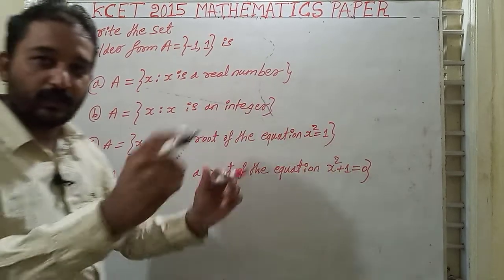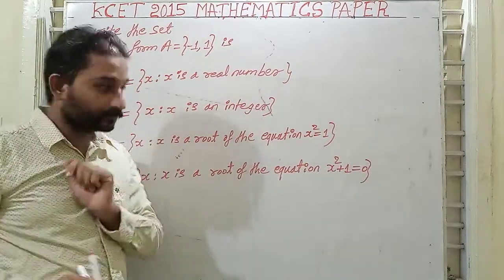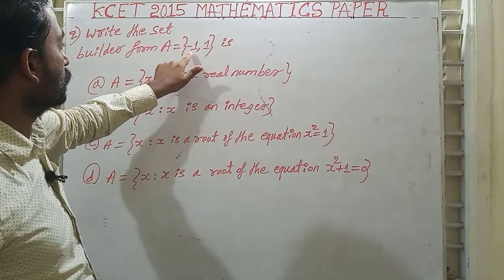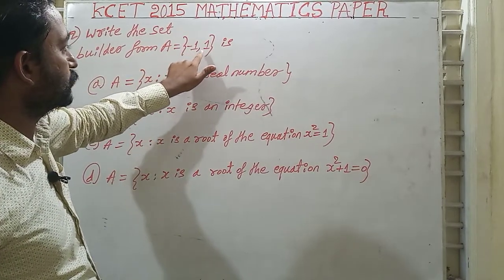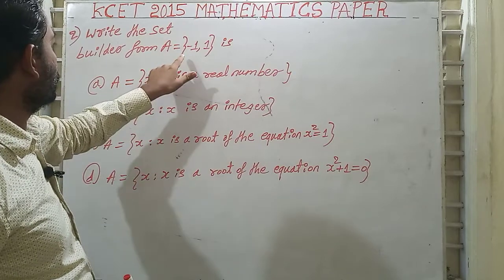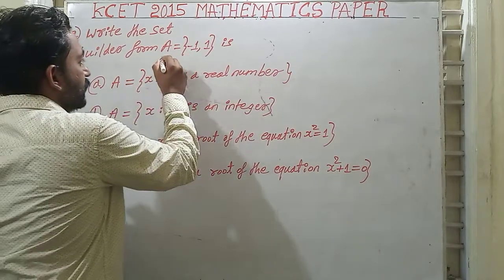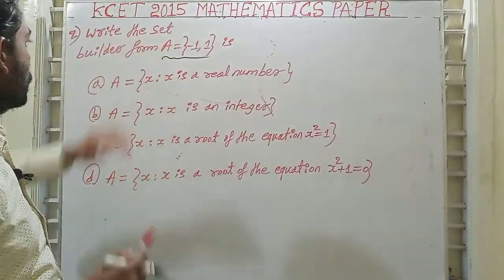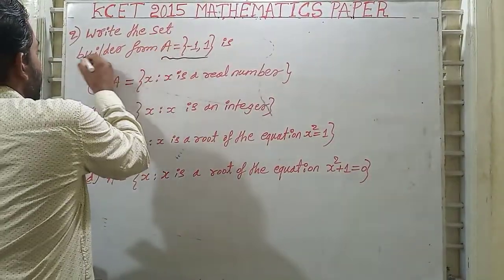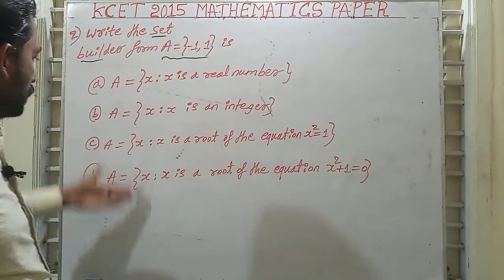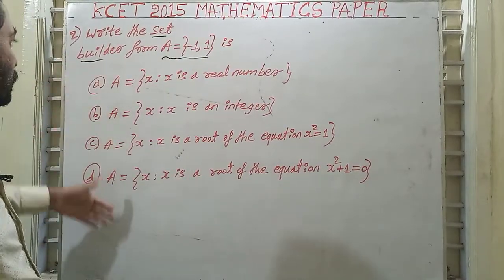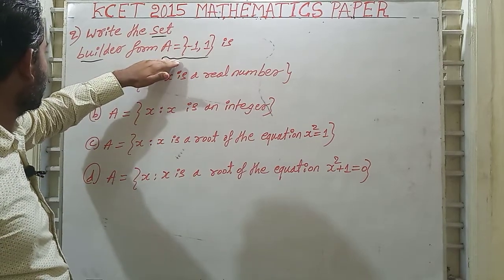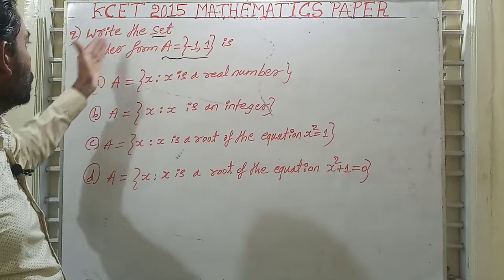So now let us move on to the next question, question number 2. In this question, write the set builder form of A is equal to the set containing -1, 1. So it is in the set roster form. It is the given data, roster form. So we have to find out the set builder form. Among the following options, which one is correct? Now write down the set builder form.